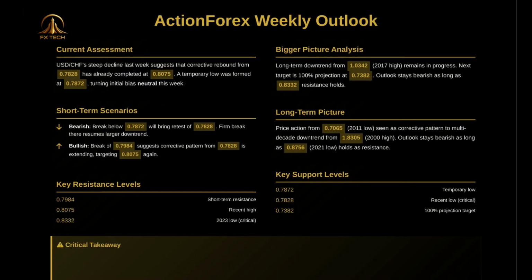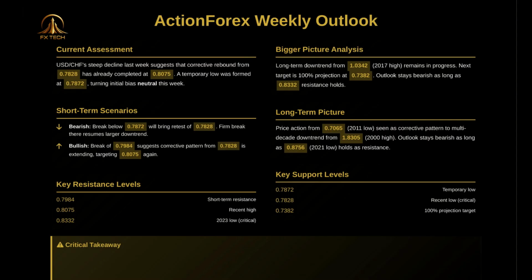ActionForex highlights that USD/CHF's steep decline last week suggests the corrective rebound from 0.7828 has completed at 0.8075, a temporary low formed at 0.7872, turning the initial bias neutral this week. 2 scenarios emerge. Bearish continuation below 0.7872, targeting 0.7828, or bullish extension above 0.7984 towards 0.8075.